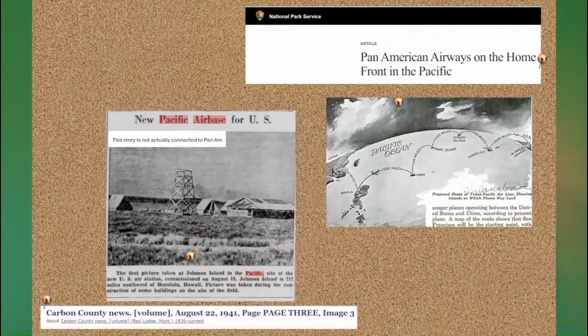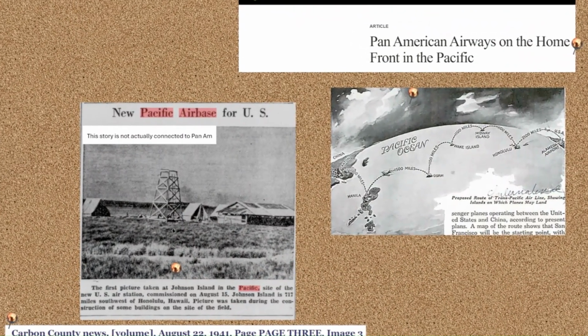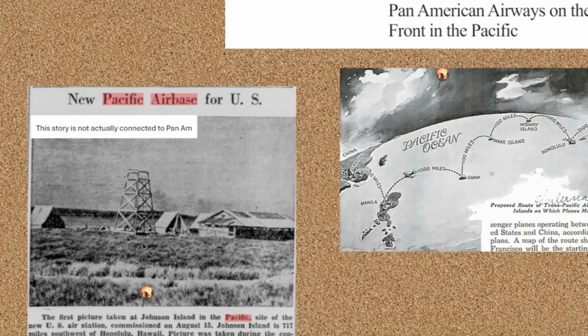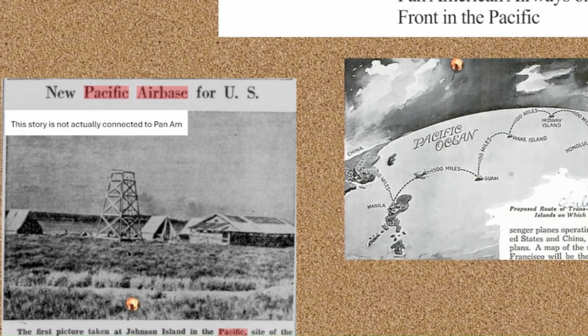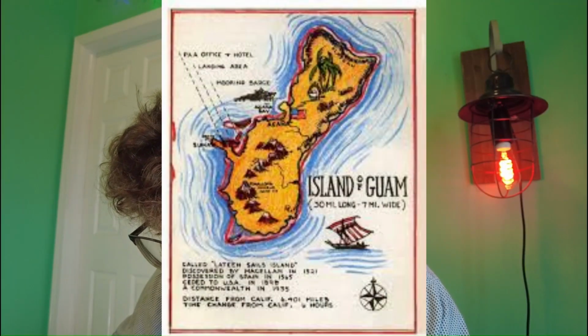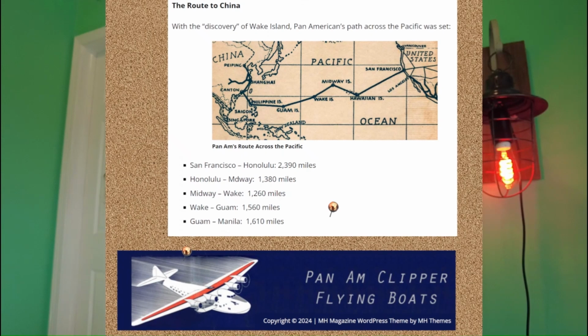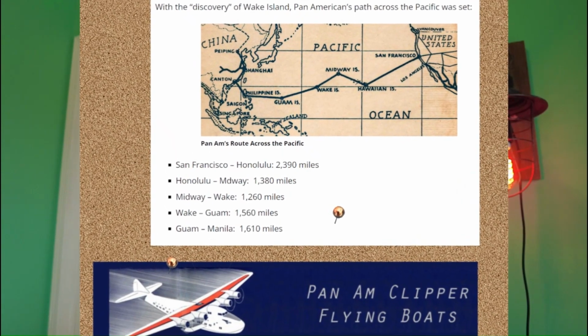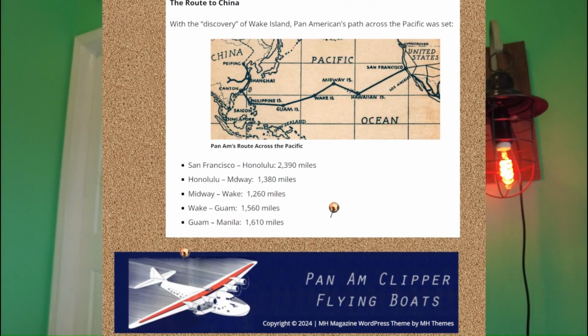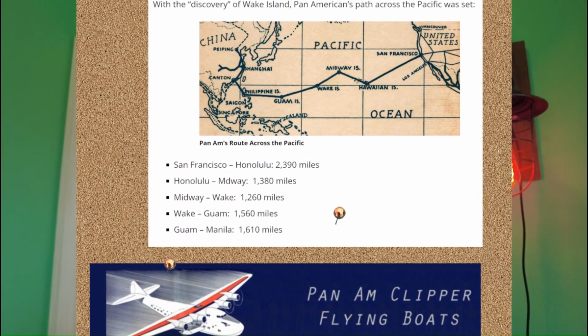To safely cover this great expanse of water, Pan Am would require numerous bases in which they could safely stop for refueling and servicing their aircrafts. At great cost, Pan Am built bases in San Francisco, Pearl Harbor, Midway Atoll, Wake Island, and Manila Bay. The largest issue for building this route came in the form of Guam. The distance between San Francisco and Honolulu is a little under 2,500 miles. However, the distance between Midway Island and Guam is roughly 2,631.507 miles.